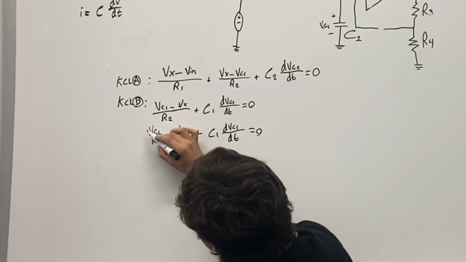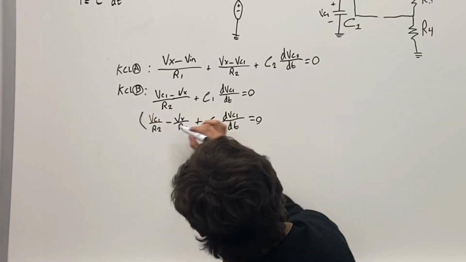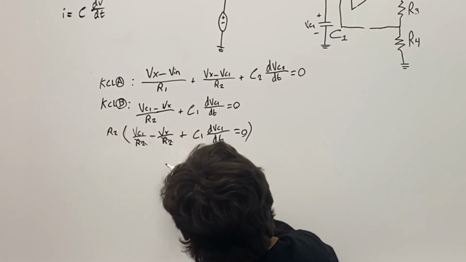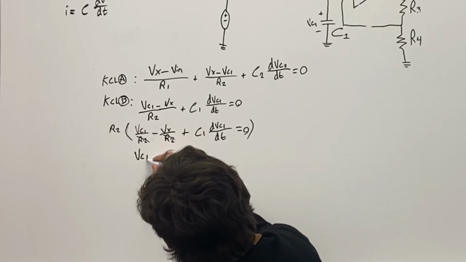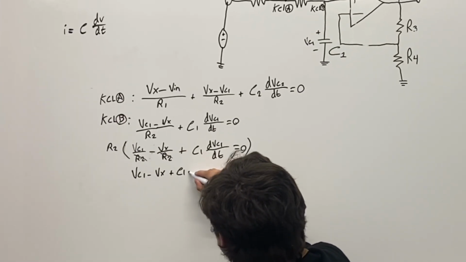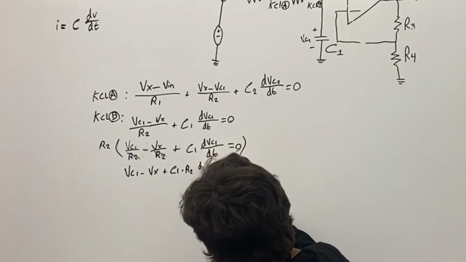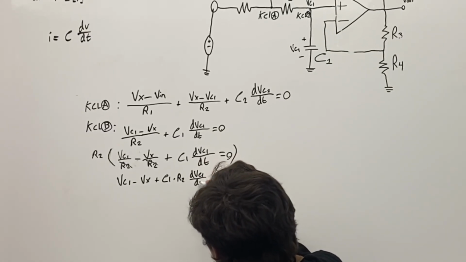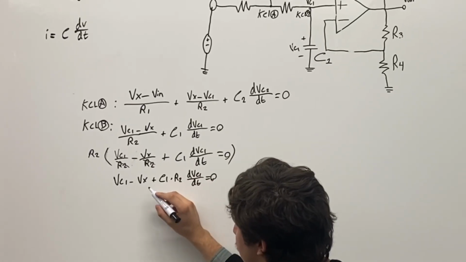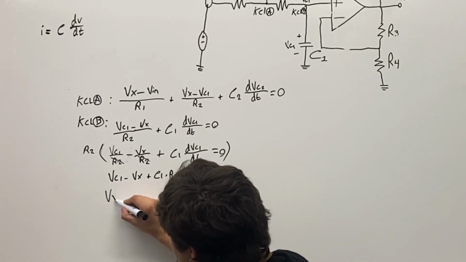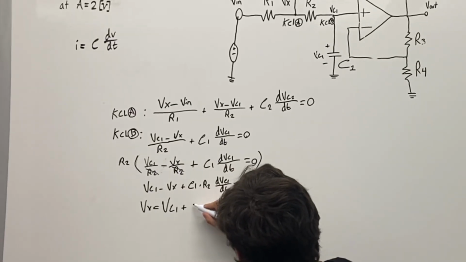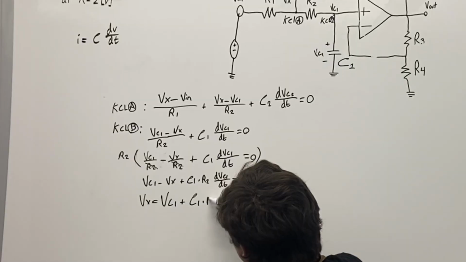And we can multiply out our resistance, making our equation VC1 minus Vx plus C1 times R2 dVC1/dt equals 0. I can go and swap this around and get Vx on this side. And we have officially got our equation in terms of Vx.